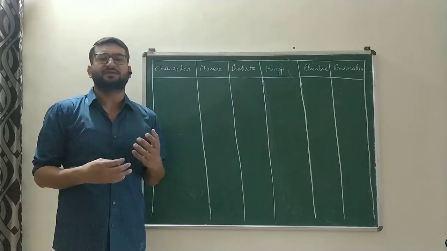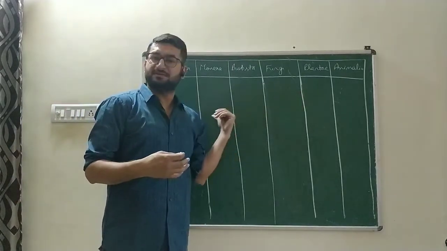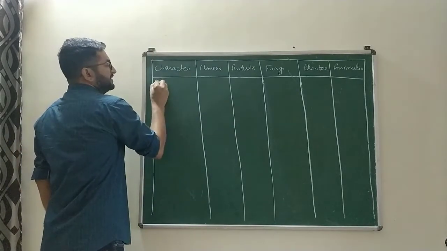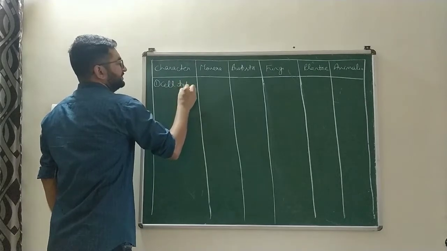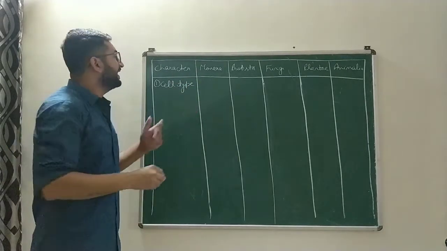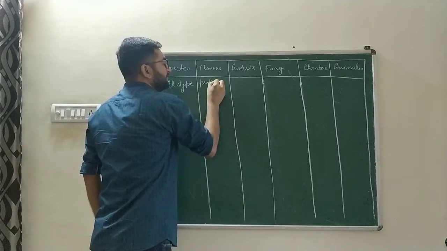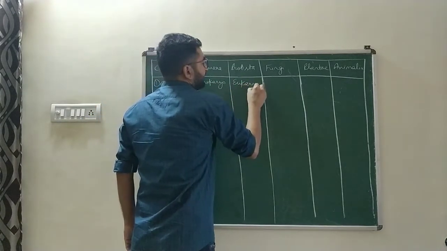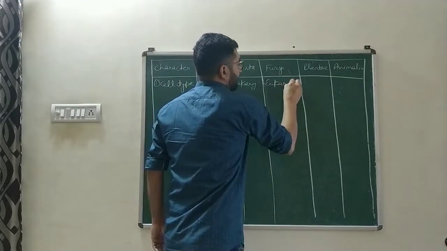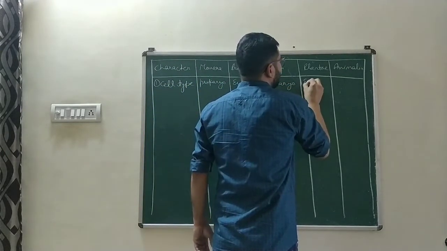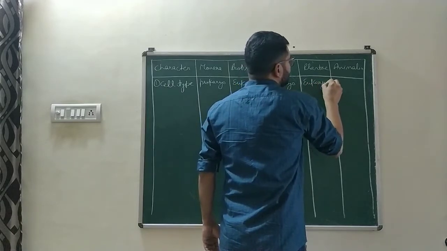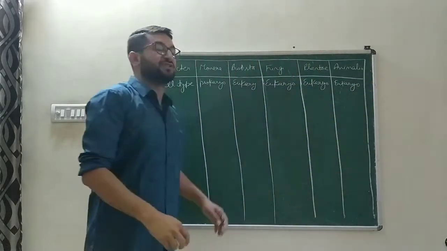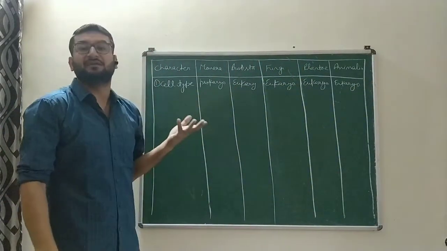Now we differentiate these 5 kingdoms on the basis of their general characteristics. The first characteristic is cell type. Monera has prokaryotic cell, Protista, fungi, and Plantae and Animalia as well. All those 4 kingdoms contain eukaryotic cell. So this is the complexity of the cell.